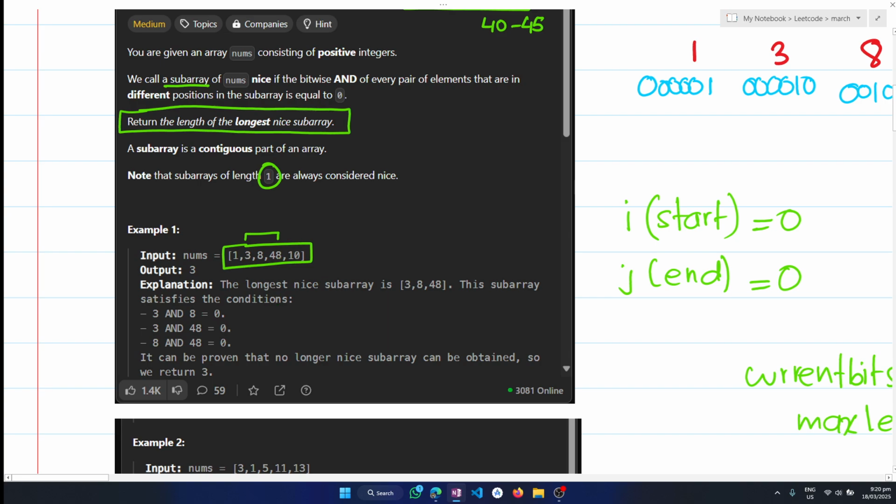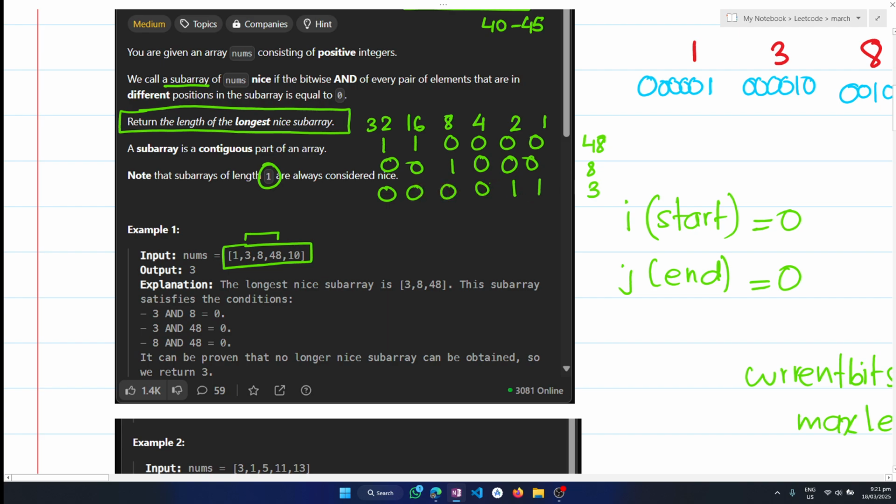3, 8, 48, because if you take this particular subarray and you calculate the bitwise AND of each and every element, for example 3 and 8, then you calculate 8 and 48, and then you calculate 3 and 48, all of these combinations are going to give you a 0. Why is that so? Let's have a look. So 1, 2, 4, 8, 16, 32. Let me first represent 48, then I will represent 8 and then 3.